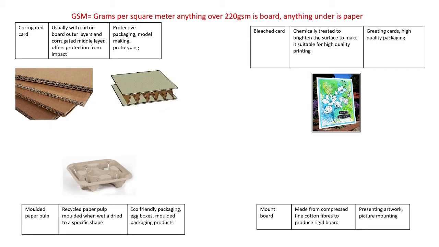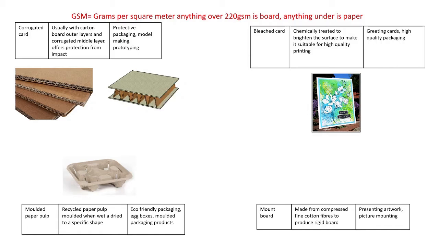Moulded paper pulp, which we've got down at the bottom here. If you've ever been to a drive-through, like your Mackies or whatever, your drinks will normally come in something like this. It is very eco-friendly because it's literally just recycled paper pulp, and it's just dried and moulded into a specific shape.